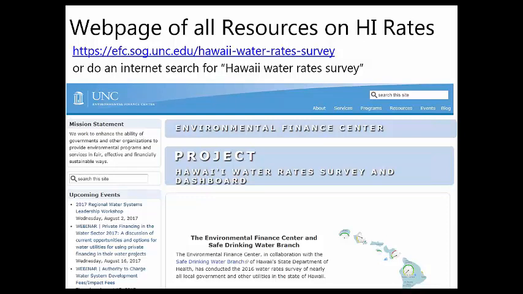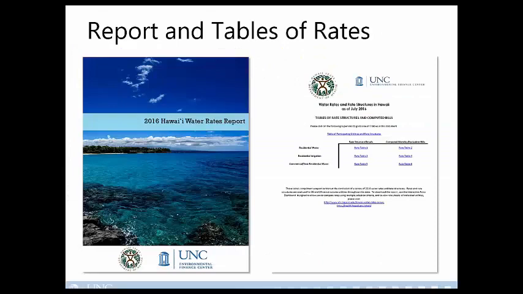But we have a web page also linked directly here from the slide that shows all of the resources that we have available for the state of Hawaii and the survey that we did. Included in that is a comprehensive water rates report for the state. So this is going to look at residential water, residential irrigation rates, commercial and non-residential water, as well as some of the power cost adjustment discussion we had and other things.